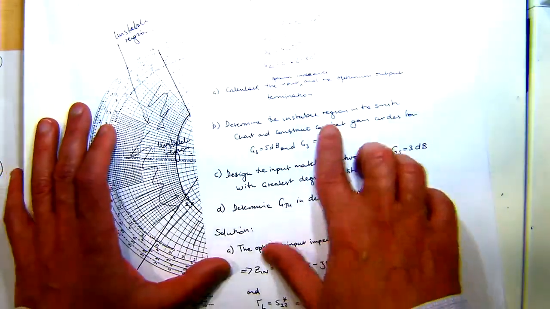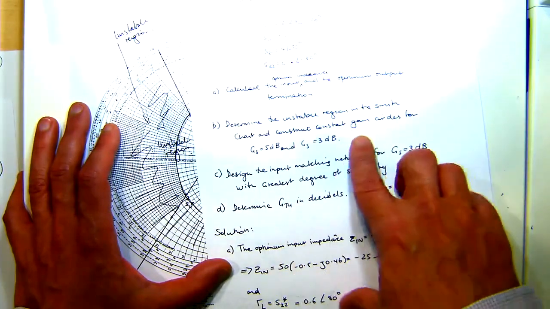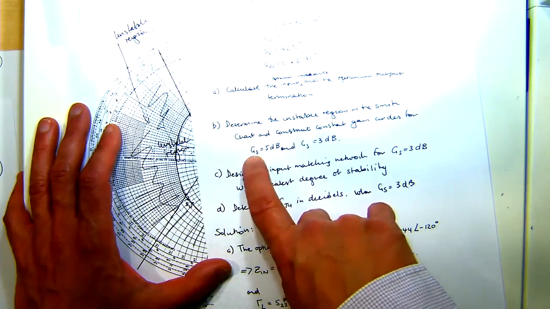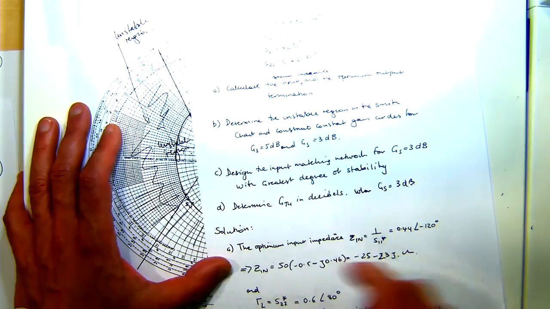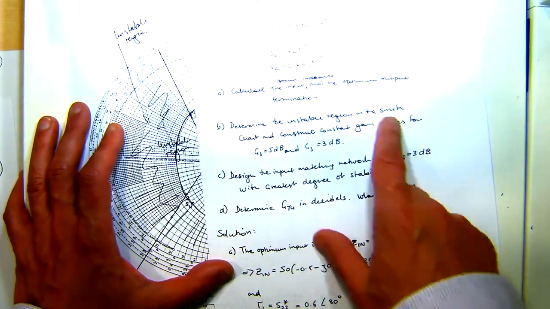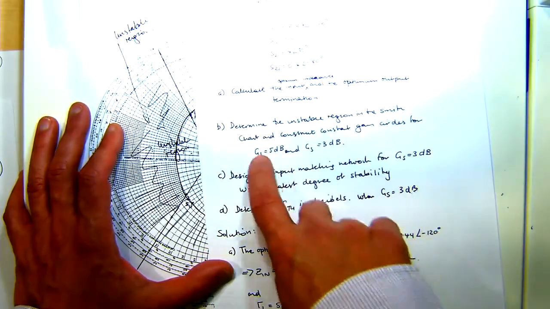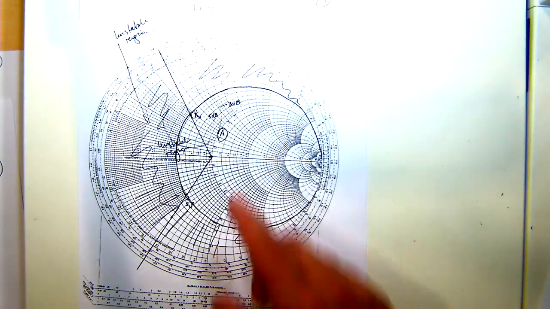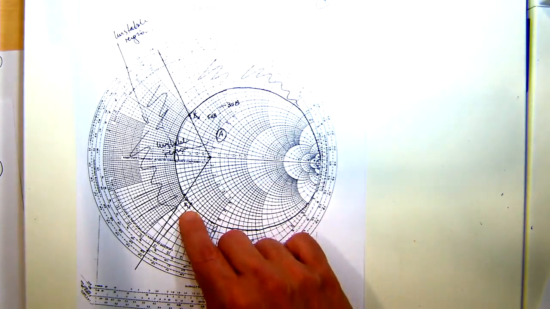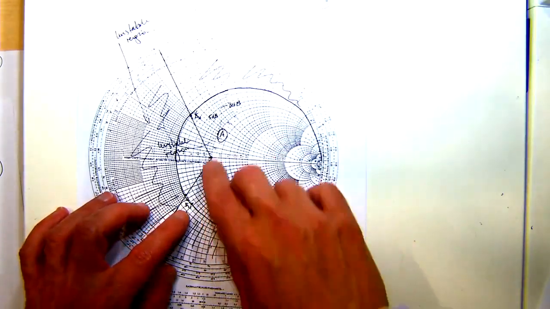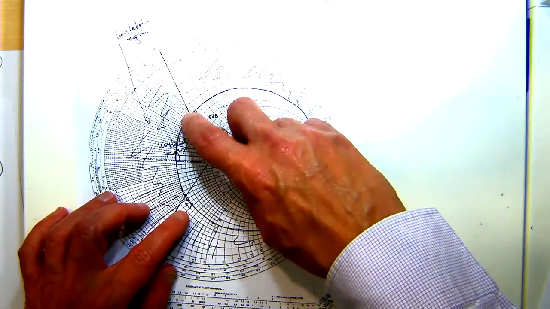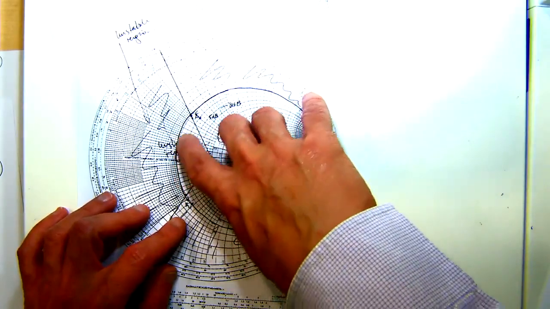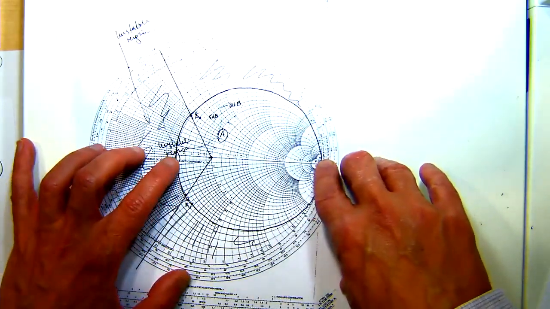What I ask you is to draw the unstable region in the Smith chart and construct constant gain circles for GS equal to 5 dB and GS equal to 3 dB. And what I'm asking you is to draw these constant gain circles for GS only, right? So the first thing that we would do is put 1 on S11, 1 on S11 conjugate, and we would draw essentially the gain circle for this, right?